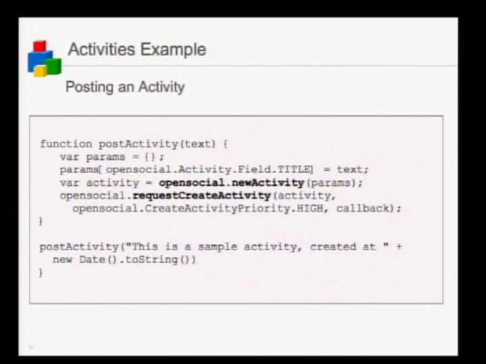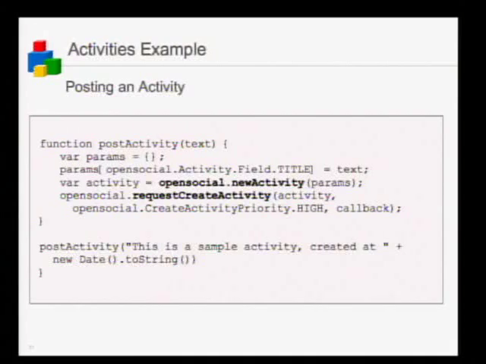Now, as I mentioned before, posting an activity. This is a common way by which you can share what you're doing or your friends can share with you. And programmatically speaking, it's the same process. You build a request, you create this new activity, you can specify some parameters, like what priority, you can specify specific text associated with the activity, and then also register a callback just to let you know that the activity was successfully posted. In this case, this is a sample activity created at this current date.